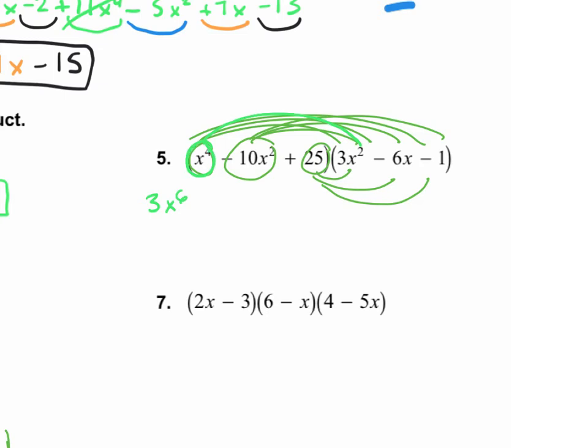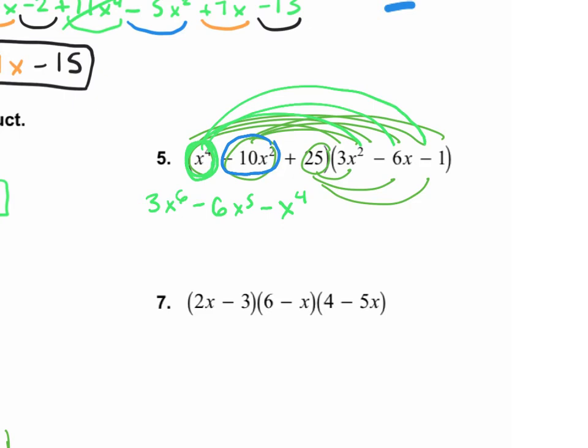Then we have x to the 4th times negative 6x. So what would that be? Negative 6x to the 5th power. Then x to the 4th times negative 1. Negative x to the 4th power. So now we move on to our second term here. We have negative 10x squared.